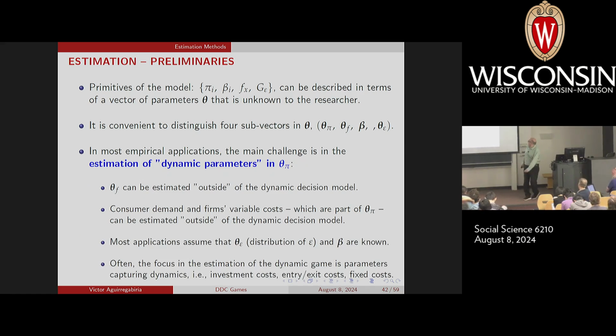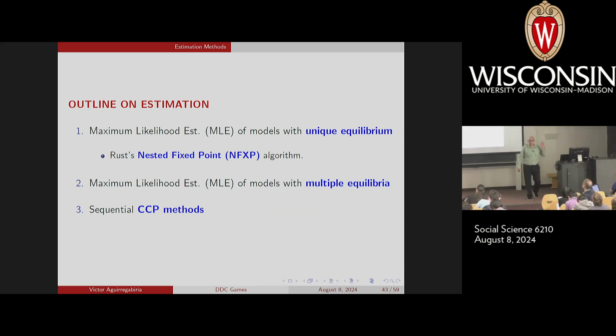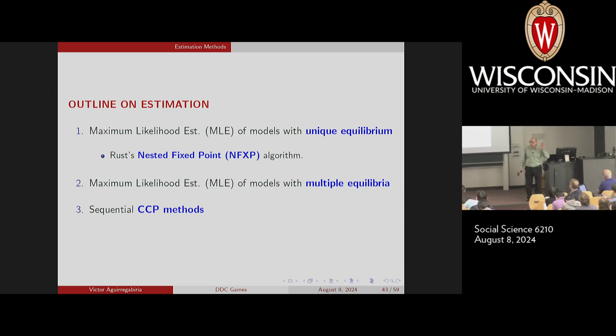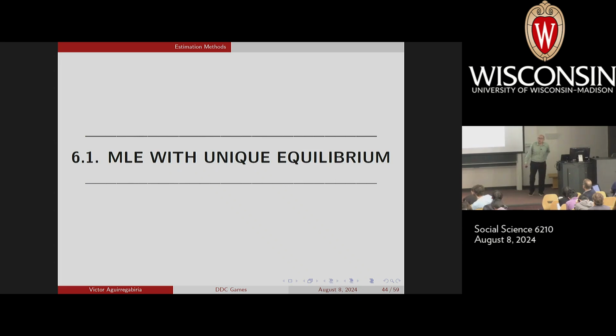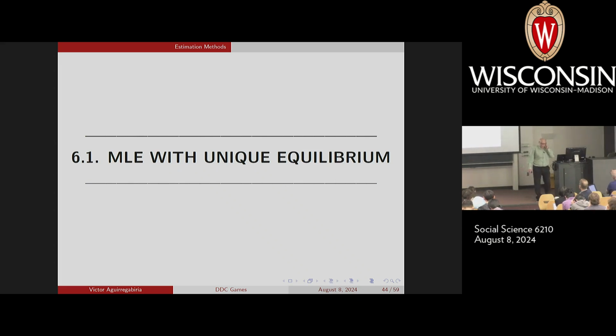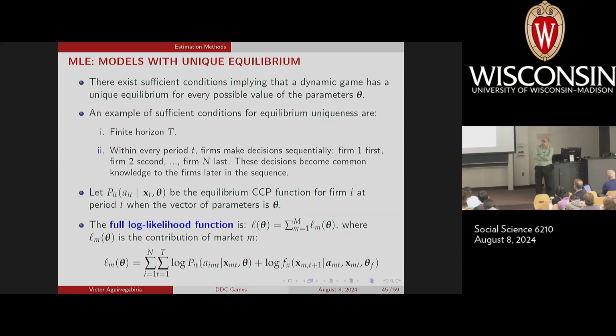Okay, estimation. Let me go through two types of estimation methods, full solution methods and two-step methods. How am I doing in terms of time? How much? 20 minutes, okay. Then let me start with maximum likelihood estimation with unique equilibrium, okay? And in particular, nested fixed point with unique equilibrium.